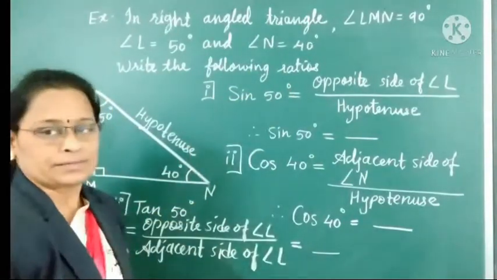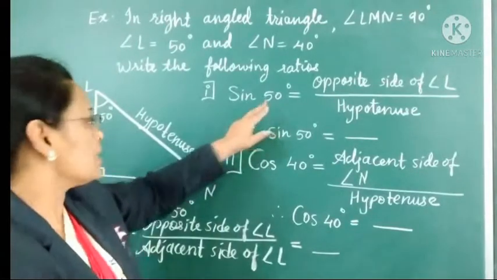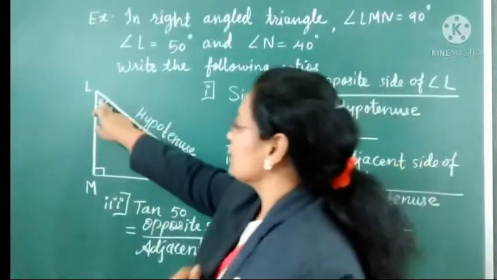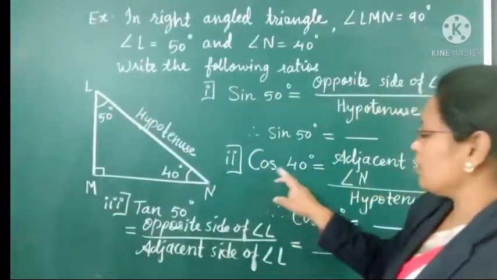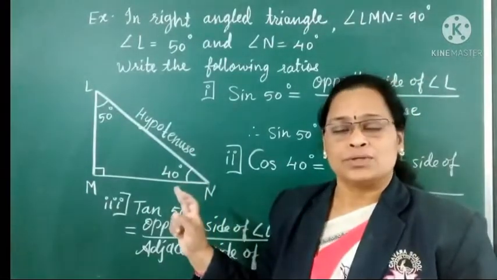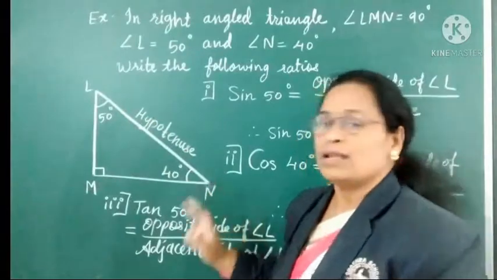The ratios that you have to write: the first one is sine 50 degrees. Sine 50 means the 50 degree angle here is angle N. And cos 40 degrees means angle L. So you have to write the trigonometric ratios with respect to angle L or angle N.